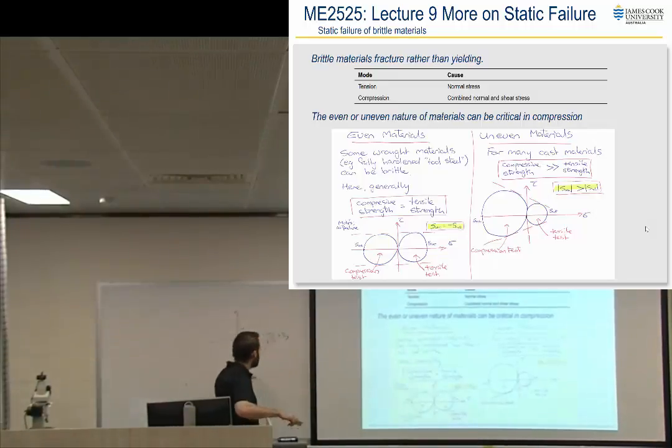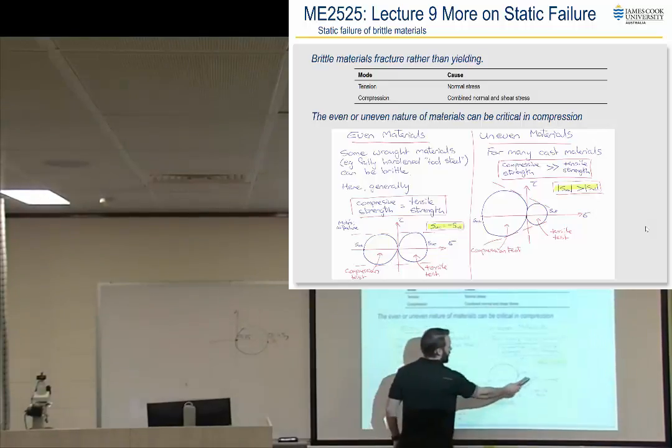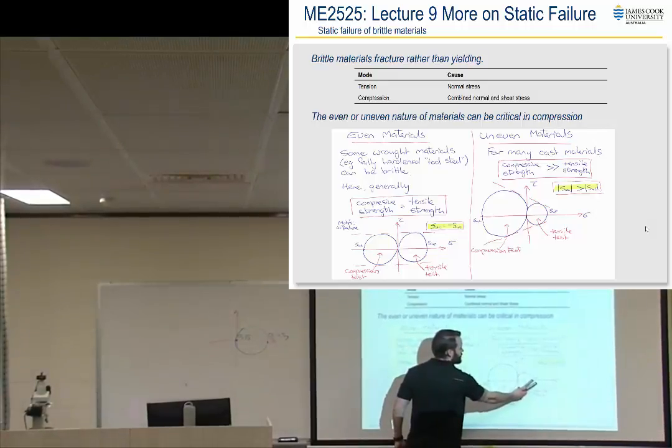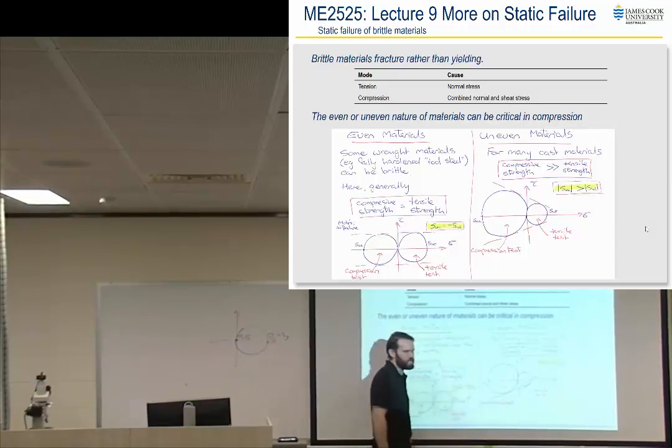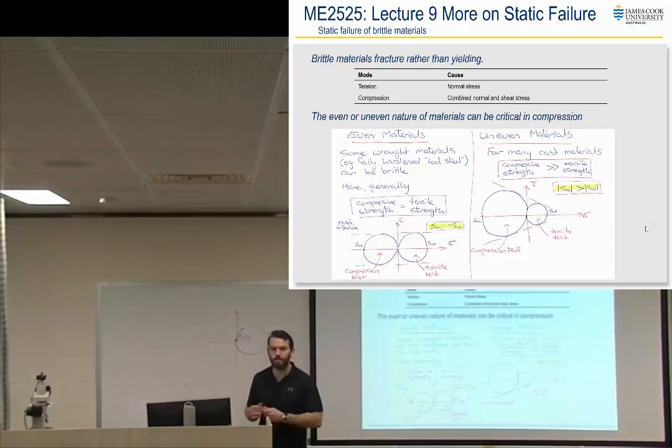You do these same tests, and in tension you get a particular strength, and that might look like this, and you'll get a UT, an ultimate in tensile. And in compression, the compression test might look like this. It might be a much larger, more circular shape, and the ultimate compression might be much, much larger. So oftentimes brittle materials are much stronger in compression than they are in tension.